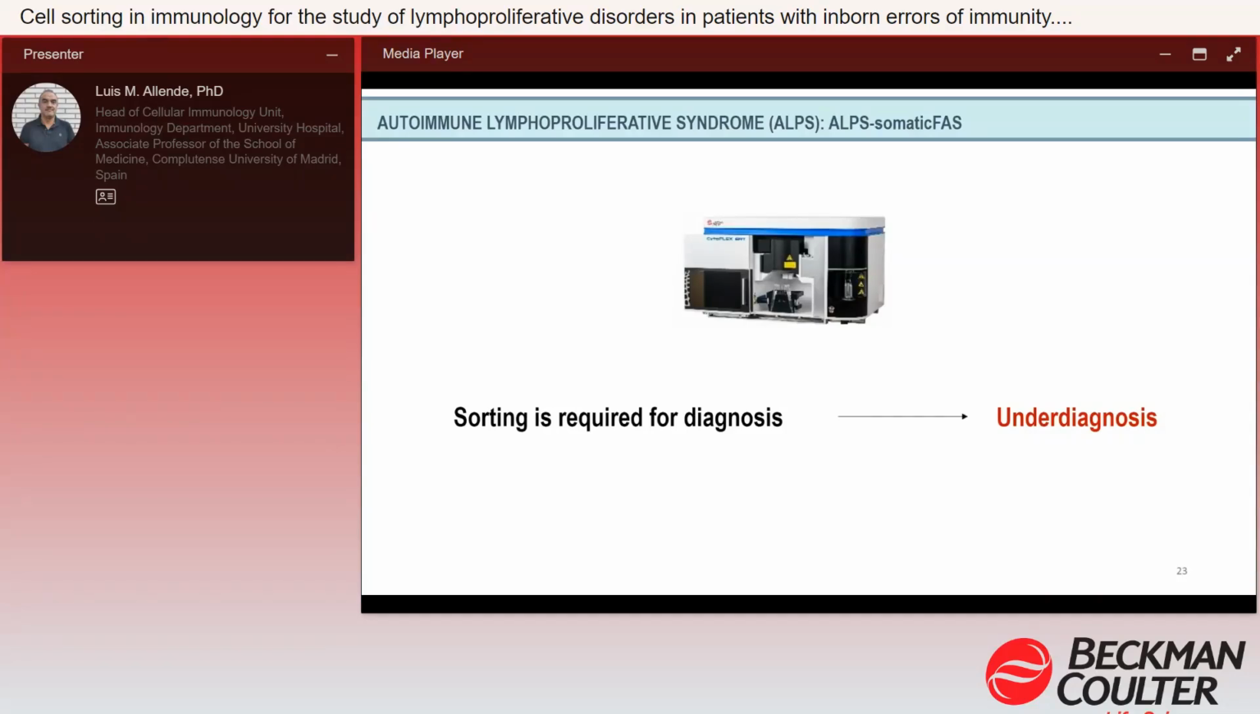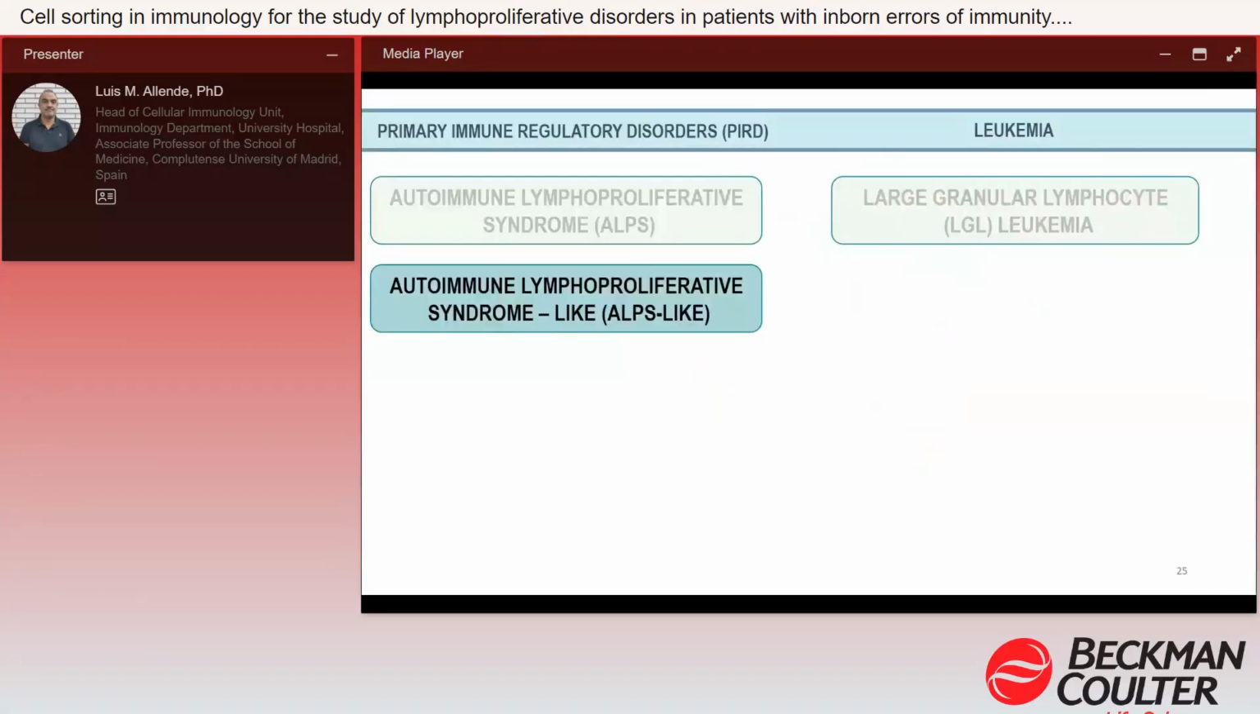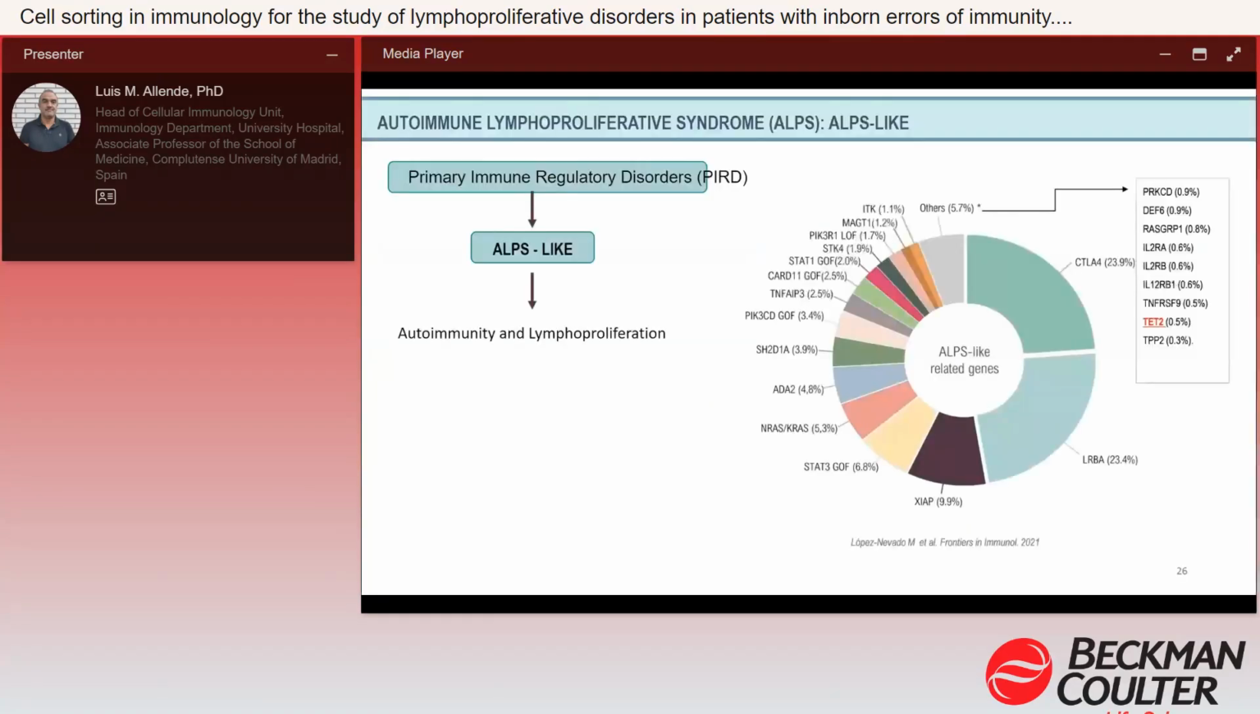A key message is that patients with the somatic form of ALPS can be underdiagnosed. It is important to collaborate for sorting of DNT cells in the laboratory. In this other branch of the tree, we have to consider an ALPS-like phenotype, where we have ruled out large deletions and candidate variants in the promoter of the Fas gene. Now, we are at this point of the talk.